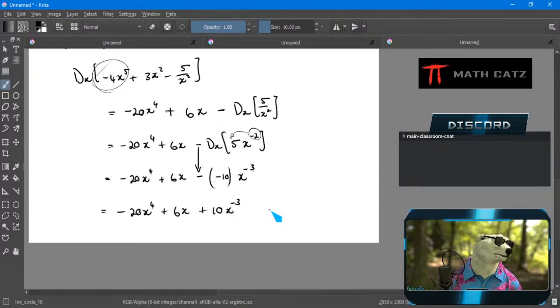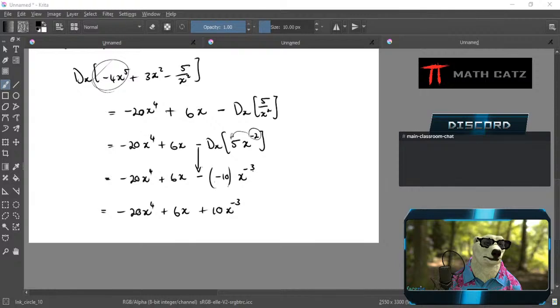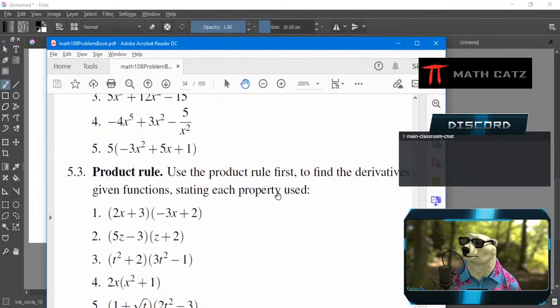It's up to you. Now, for example, we'll just scan ahead at problem 5.3. I'm not doing 5.3 yet. That's for tomorrow. But see here how it says stating each property used. That means stretch it out. Say each property. Show the detail. Don't use the limit definition, but don't do it in the shortest way possible either. So be aware of what the question is asking.